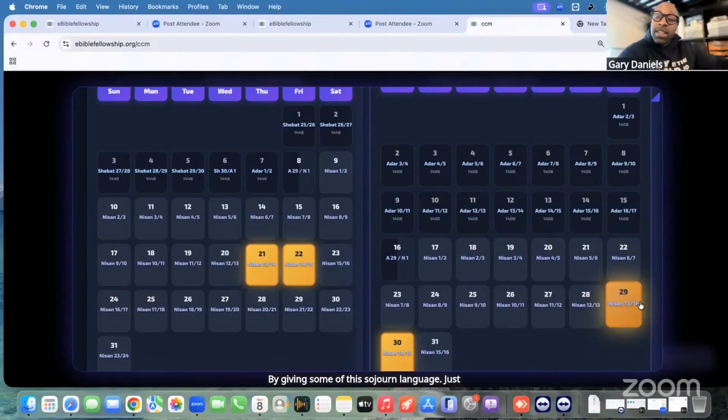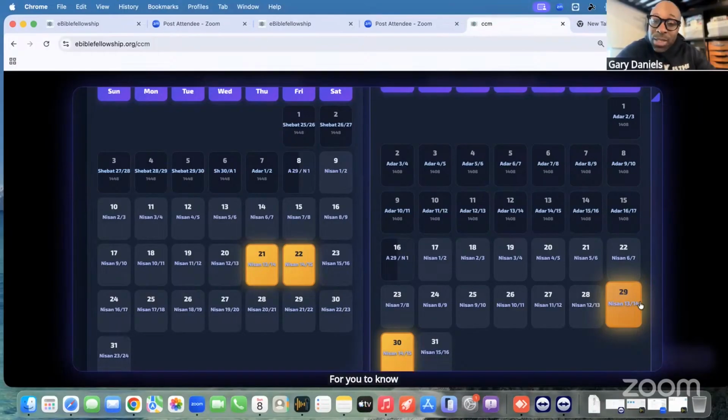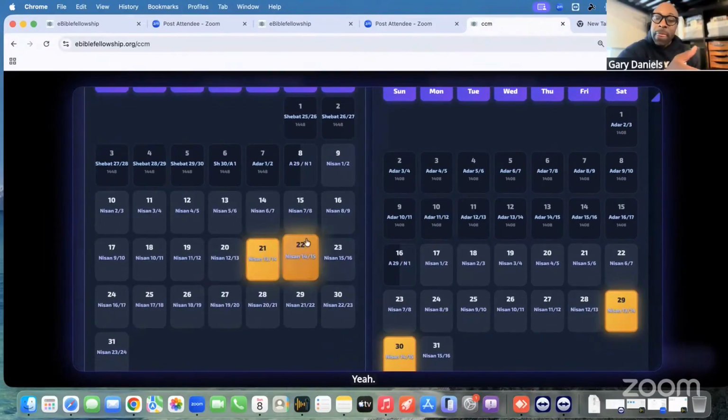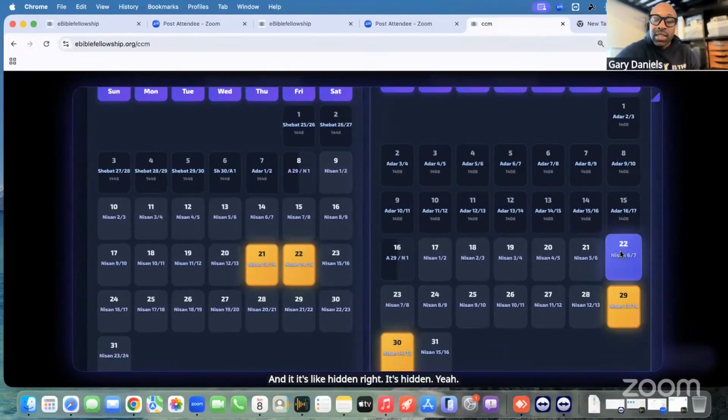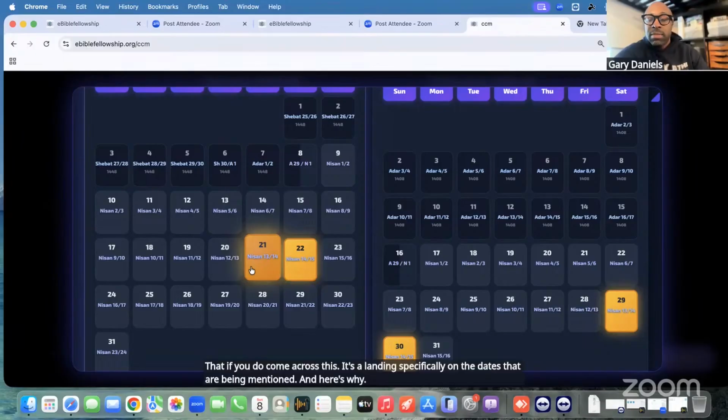He's saying, hey, I'm putting this information in here for you to know that we landed on this date. And it's hidden, right? He's basically telling you that they left on March 22nd. So in other words, he's showing a hidden confirmation in the lunar calendar, to let you know that if you do come across this, it's landing specifically on the dates that are being mentioned. And there's alignment.